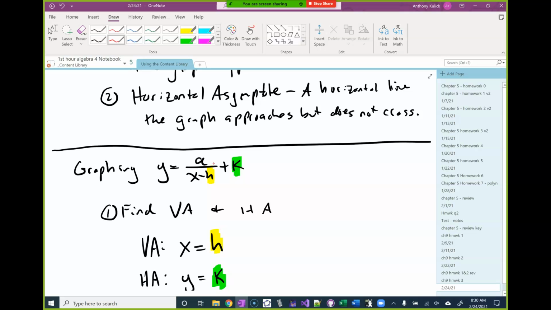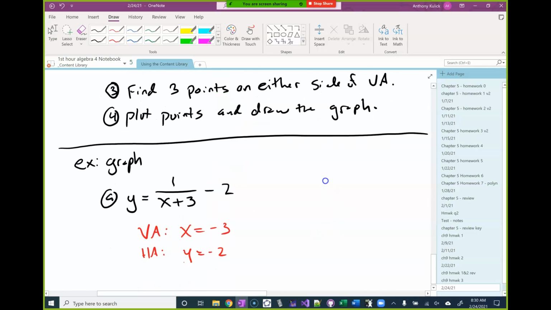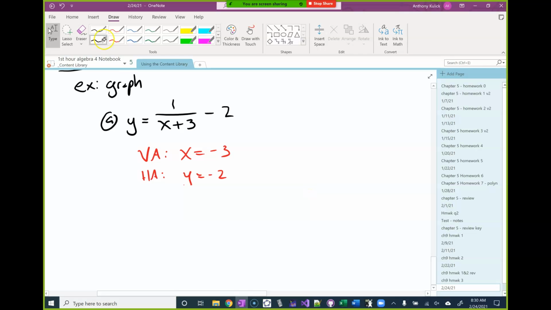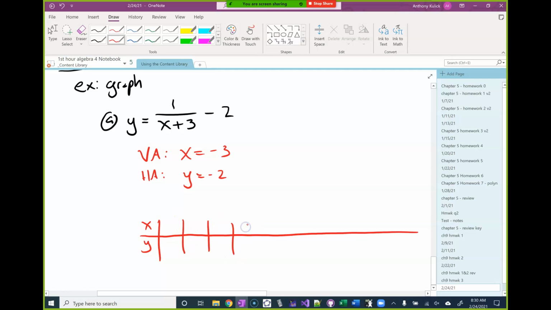Now I'm going to make an XY table. So I'm going to need 3 points, and then my vertical asymptote, and then 3 more points. Now, a vertical asymptote doesn't get a y coordinate on there. It's just on there as a placeholder for us to figure out what 6 points basically we need. So I'm going to pick the 3 x values before, and I'm going to pick the 3 x values after.